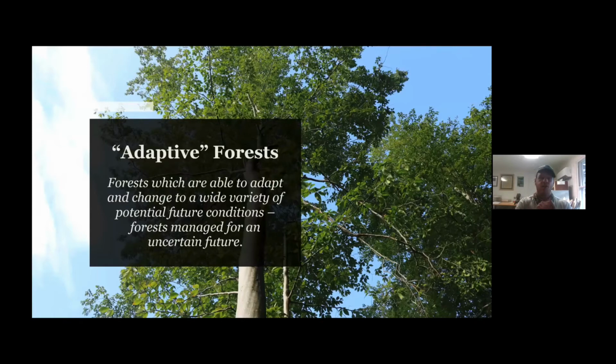So we want to manage forests which are able to adapt to and change in a wide variety of potential future conditions. And what this looks like, same as managing for resilient forests, is that we want to maintain a lot of diversity. We want a diversity of different species, we want a diversity of different sizes and ages of trees, and we want to manage stressors across our landscape.